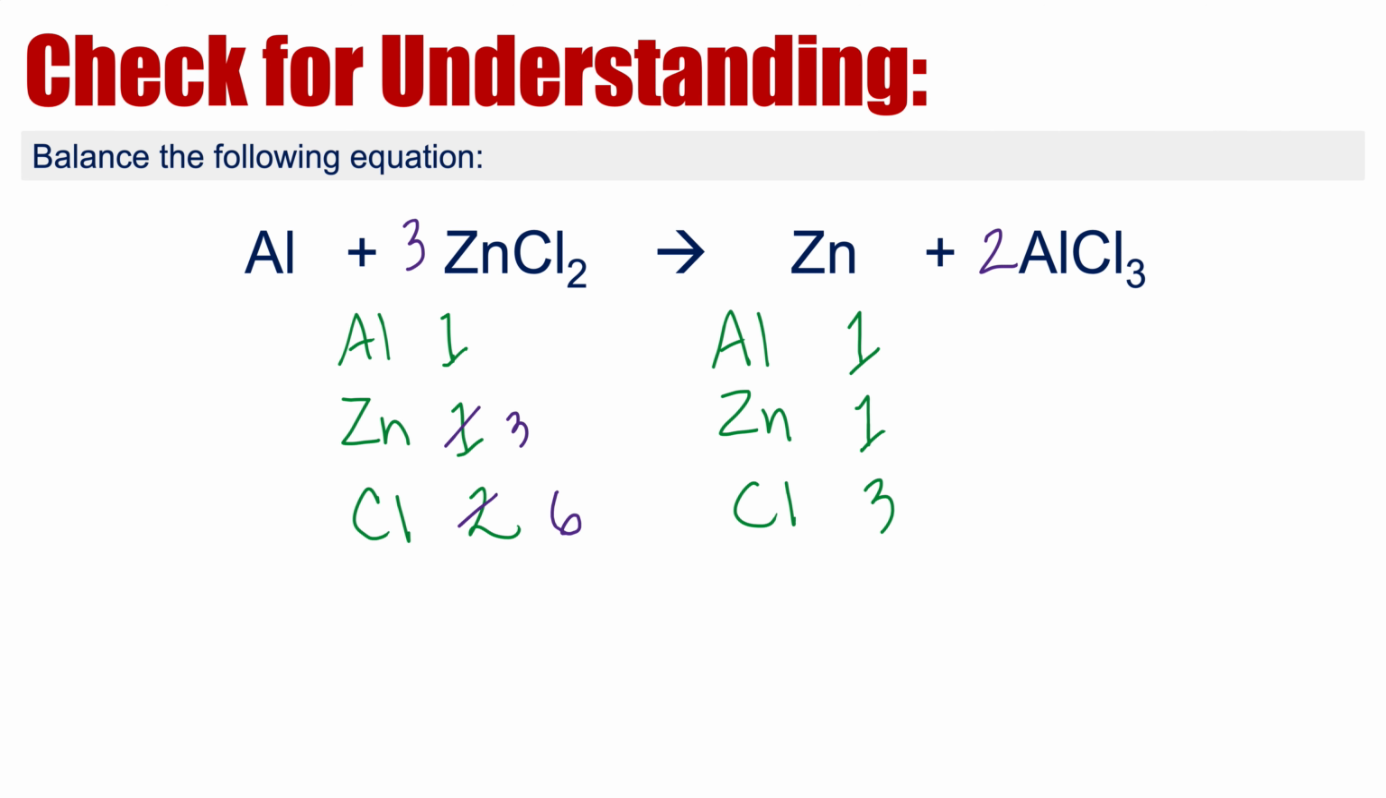On the product side, if I put a 2 in front of aluminum chloride, that brings the number of chlorines up to 6, the number of aluminums up to 2. In order to finish this problem, I place a 2 in front of aluminum. That's going to balance the aluminums. I put a 3 in front of zinc, and now it's a balanced chemical equation.